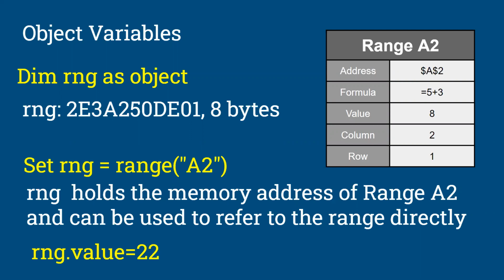That's that location in memory. Well, we can find that location in memory and we can remember it. And that's what an object variable allows us to do. So here we could say Dim rng As Object. This is the data type, Object. And when we're working with object variables, we have to use this keyword Set.